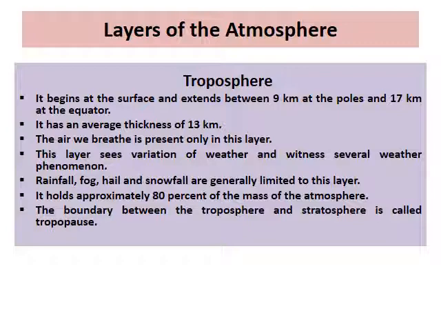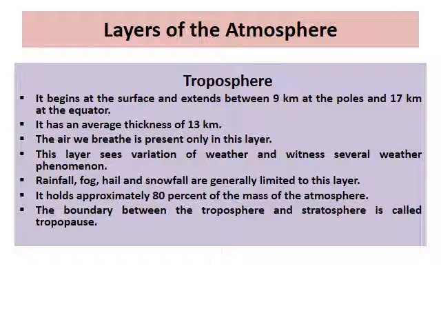Now, let us learn about the layers of the atmosphere in detail. First is troposphere. It begins at the surface and extends between 9 kilometers at the poles and 17 kilometers at the equator. It has an average thickness of 13 kilometers. The air we breathe is present only in this layer.